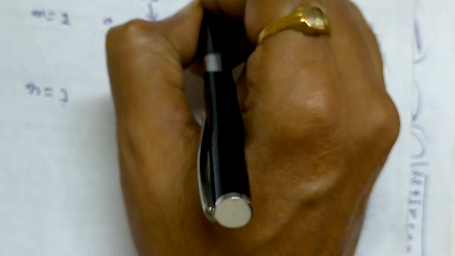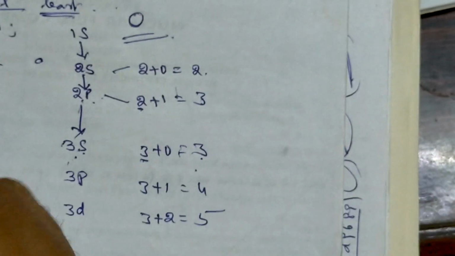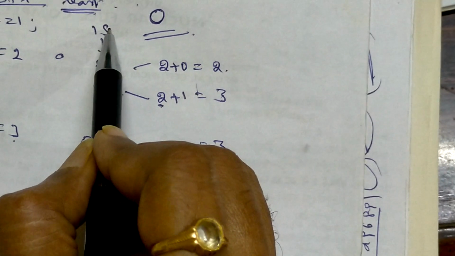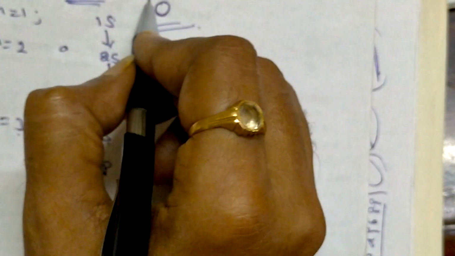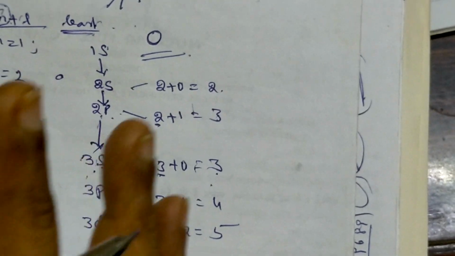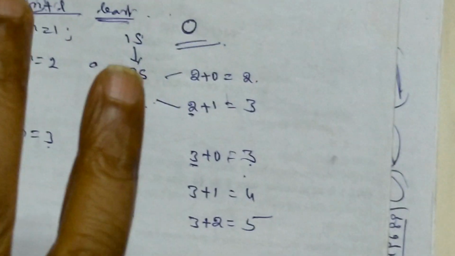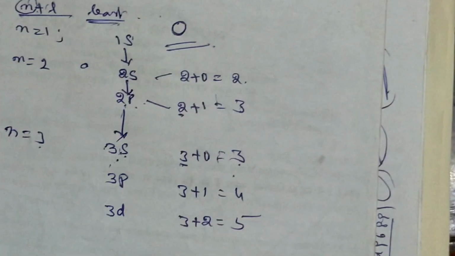Very simple: 1s, 2s or 3s, it is always spherical in shape, normally called a circle. But don't forget that 1s is spherical, 2s is also spherical, 3s, 4s, whatever, it is spherical. But all spheres are not the same. The probability densities will be different, but prima facie it will be spherical.